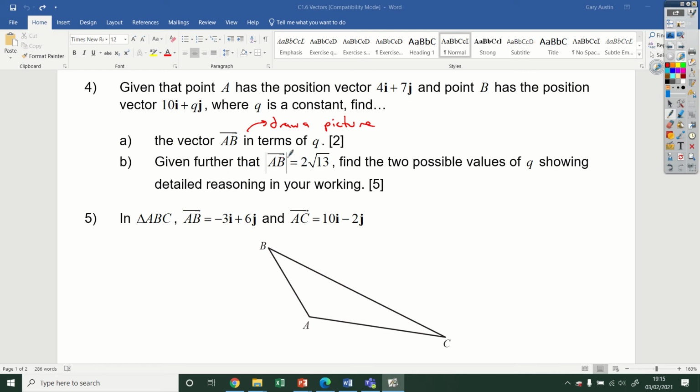And then for part B, given further that the modulus of AB is 2 root 13, we want the possible values of Q. Now, what we need to do is write a sum down that represents what's going to work out the length of AB. And that's going to lead to some quadratic equation that involves Q. Okay, and then seeing as you're going to end up with a quadratic equation, that will be the reason why you're going to get 2 possible values of Q. And I want to see all the reasoning in your working, please.